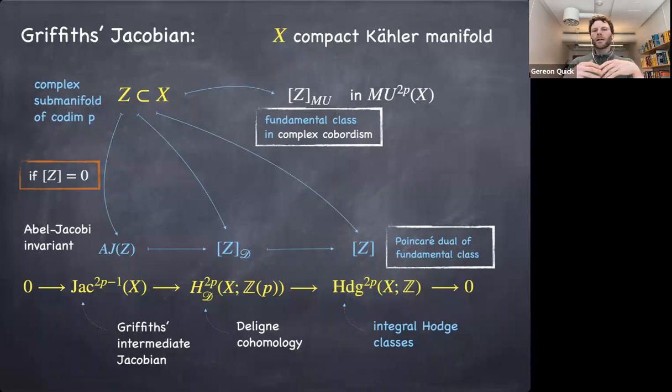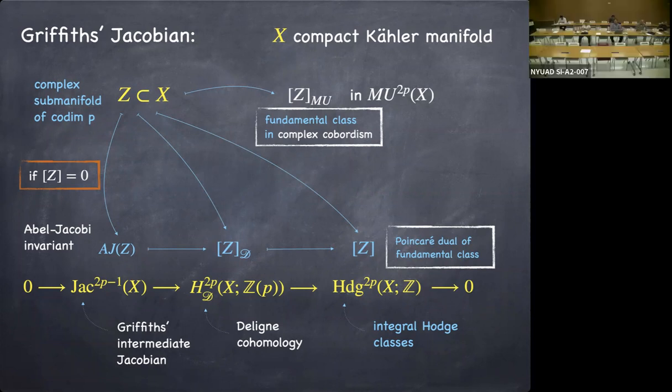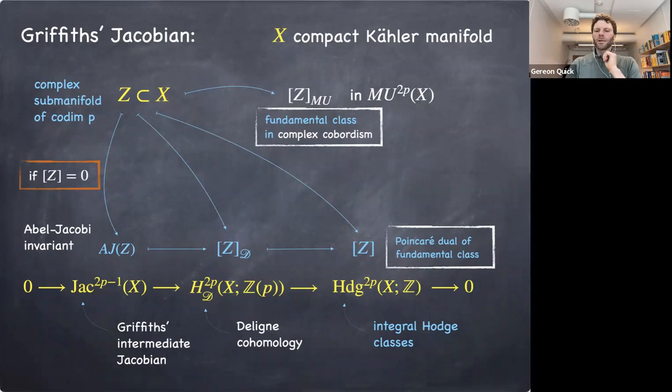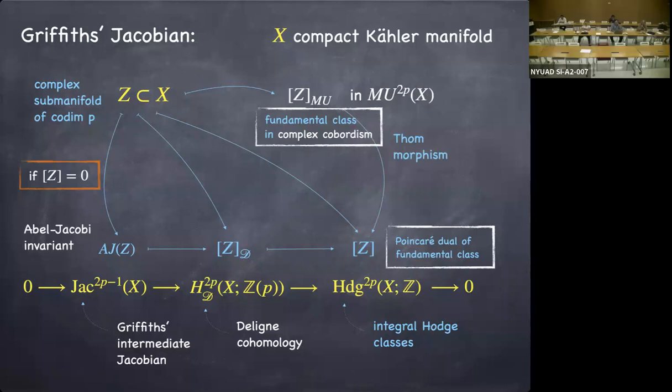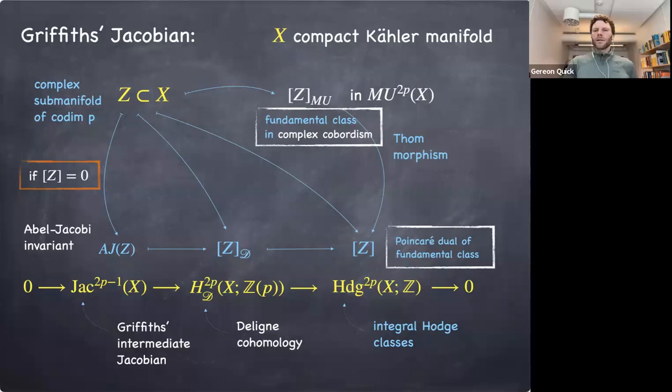So every fundamental class is, in some sense, an image of this fundamental class in complex cobordism. And then from MU up here, we have a map down to cohomology, which is called the Thom morphism. And the key observation is that this Thom morphism, even though the cobordism groups here are much bigger than cohomology groups, is not always surjective.